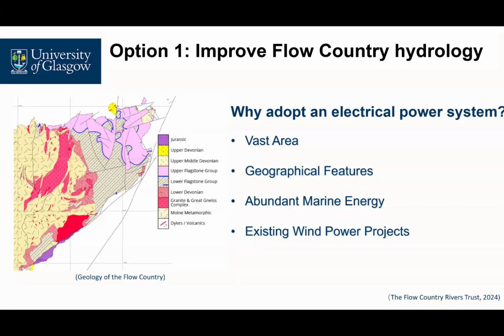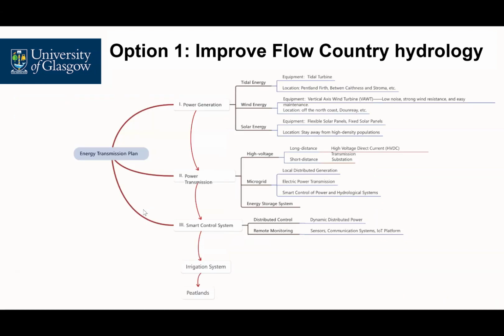Why adopt an electrical power system? We had 4 answers for this question. First one is vast area. The second one is geographical features. Third one is abundant marine energy. Finally, existing wind power projects. Next, I will introduce how to address the hydrological system.